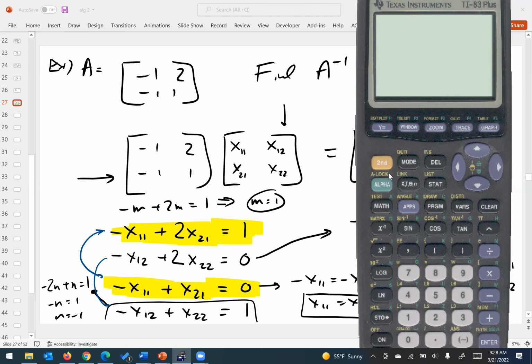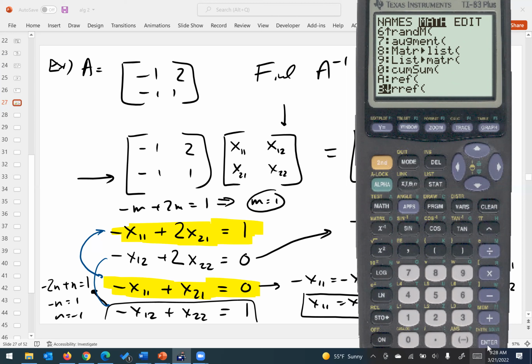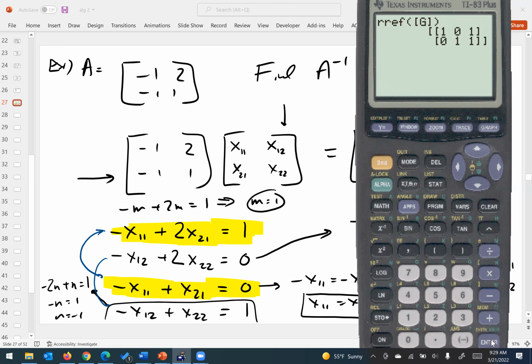Let me quit and go back to the home screen. It's going to be matrix, but now we're going to go to the math operation for it. I need the math operation for row reduced echelon form, the RREF. I'm going to name the matrix I'm working with: G. G, enter, enter. So x11 is 1 and x21 is 1. Is that what I found out?